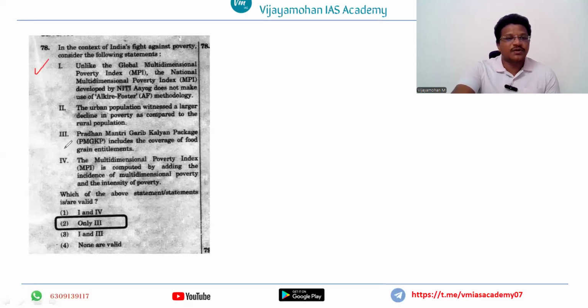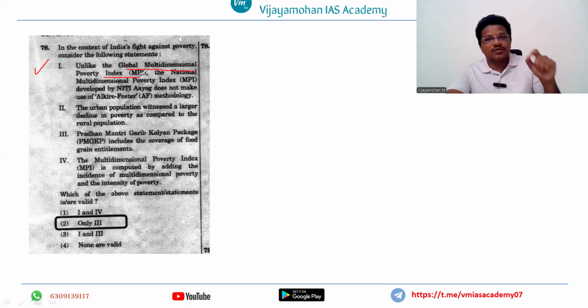They are giving 4 statements, and see the beauty of the question. Unlike the global multidimensional poverty index, he is stressing on both global multidimensional poverty index and national multidimensional poverty index developed by NITI Aayog.